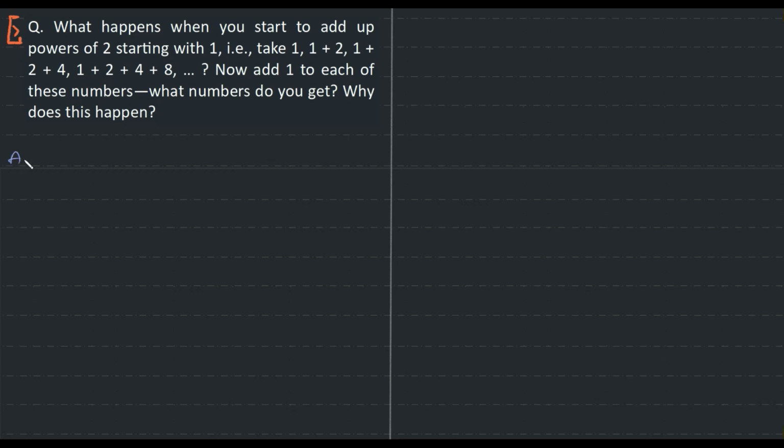So what happens when we start to add powers of 2's starting from 1? That is, take 1, 1 plus 2, 1 plus 2 plus 4. Let's do that. They have clearly given us this to do.